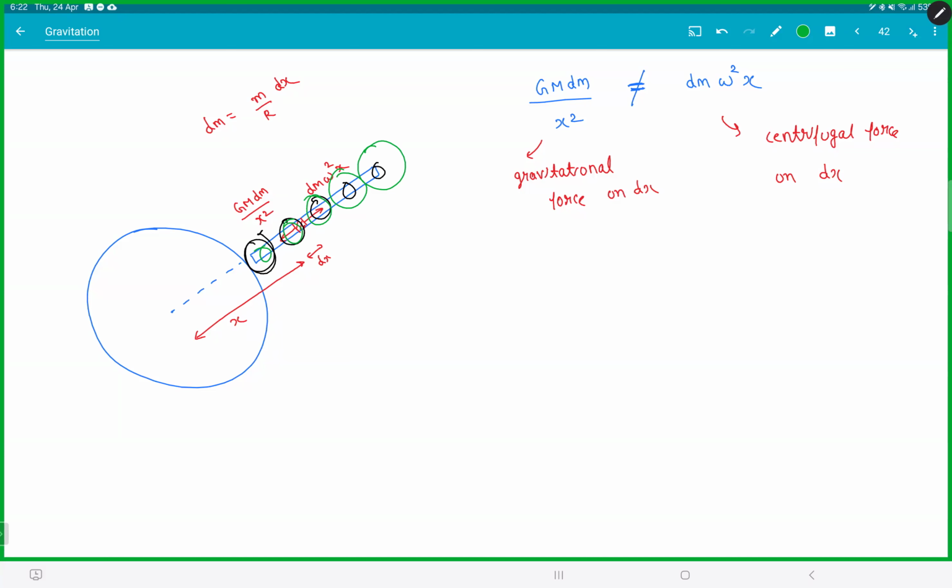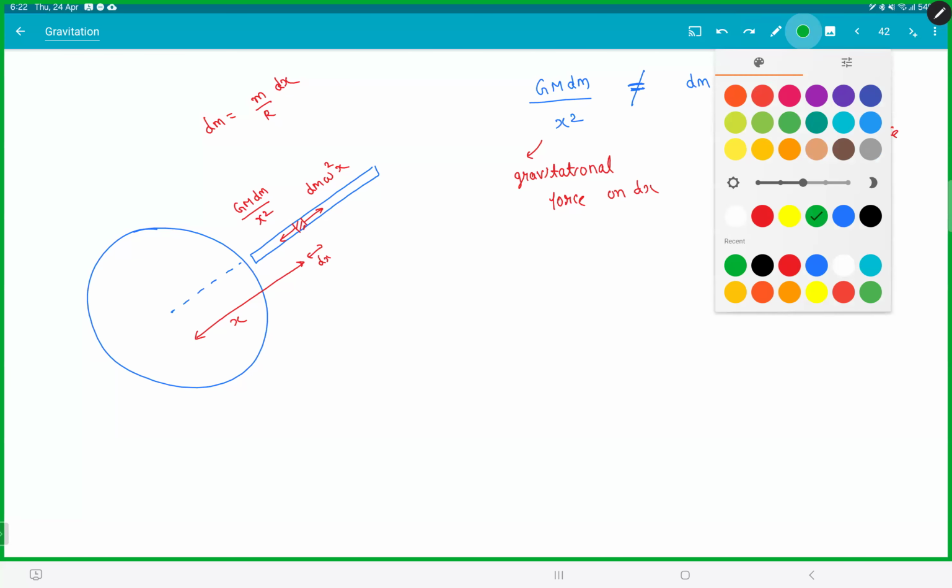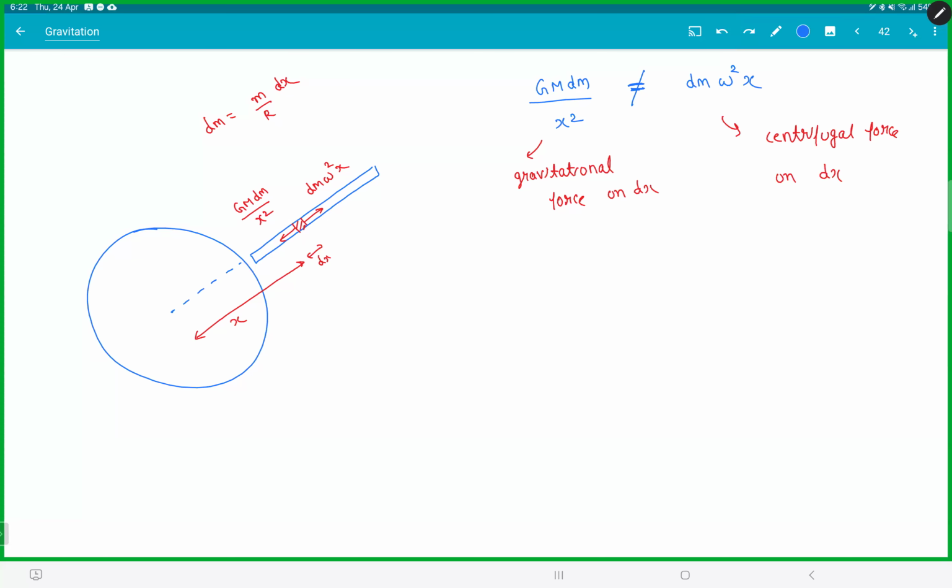So every point ka centrifugal force need not be equal to every point ka gravitational force, but the total centrifugal force is equal to total gravitational force. Making sense? The moment I put an integral, suddenly they become equal. So G dm M by x square is equal to integral dm omega square x. Putting an integral will change the whole equation. That is the meaning of with integral and without integral. Because the moment you put an integral, this becomes the total gravitational force, and this will be the total centrifugal force.